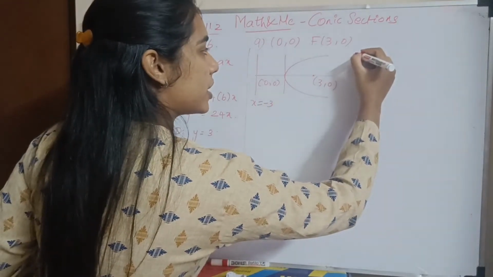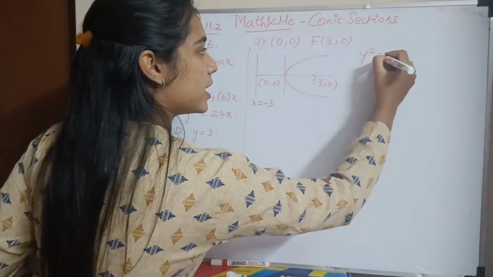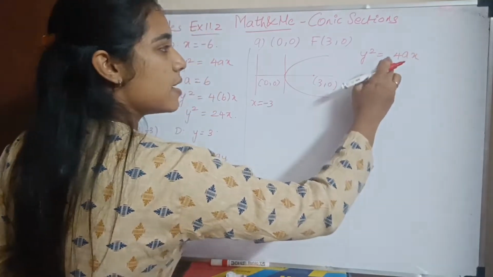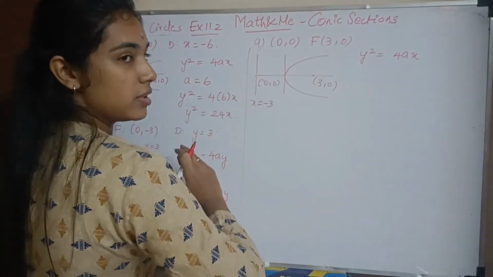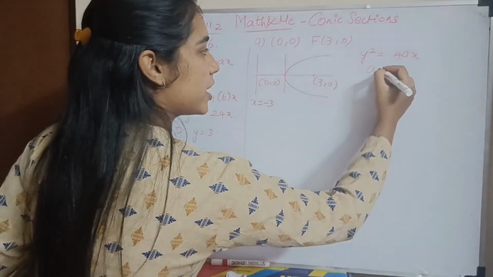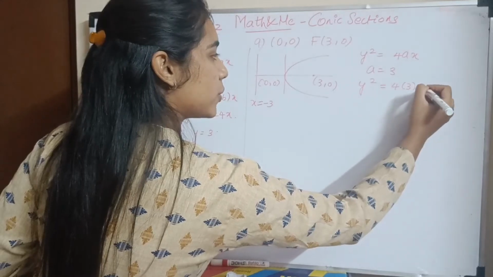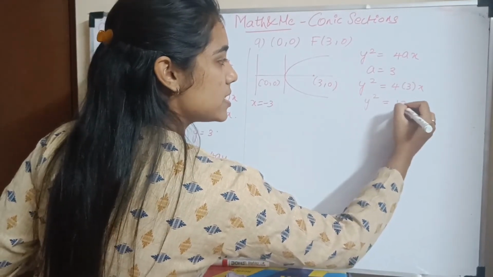So what does your equation look like? It is symmetric about the x-axis. So you have y square equals 4ax. It is plus because it is to the right of the y-axis, positive direction. So this is y square equals 4ax. What is your a? It is 3. So it's y square equals 4 times 3 into x, which is y square equals 12x.